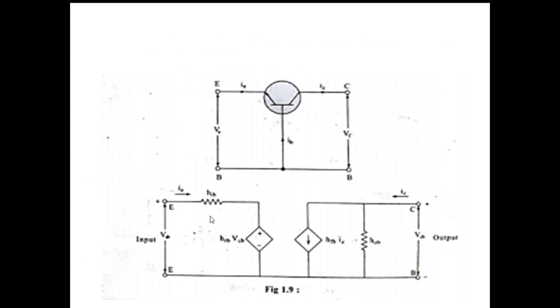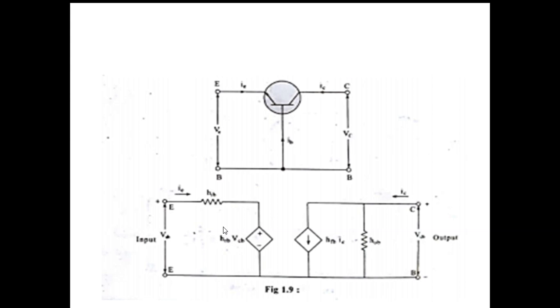So here this is a KVL equation. The KVL equation consists of the input voltage VE, which equals HIB plus, and plus means series. This is a voltage source with reverse voltage gain HRB VEB, that is input voltage.